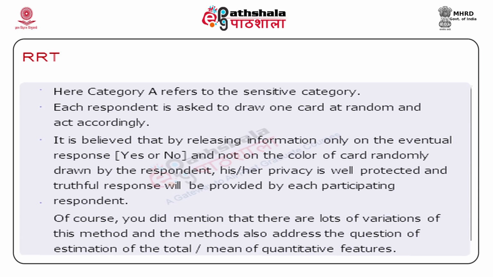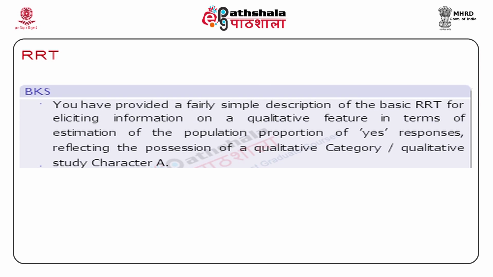Of course, you did mention that there are lots of variations of this method, and the methods also address the question of estimation of the total and mean of quantitative features. You are right. Even though we discussed basically the question of estimation of the probability of a sensitive character A, assumed to be a binary response feature, there are methods to handle the quantitative response as well. So, you have provided a fairly simple description of the basic RRT for eliciting information on a qualitative feature in terms of estimation of the population proportion of yes responses, reflecting the possession of a qualitative category. We are denoting it by character A.